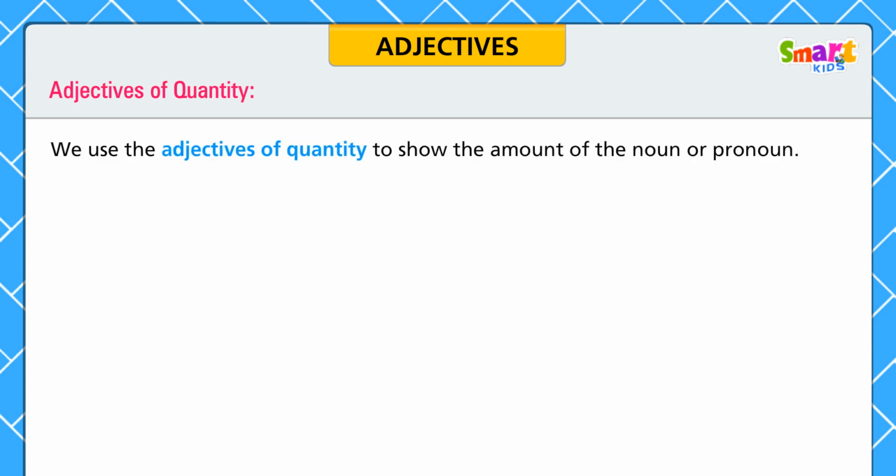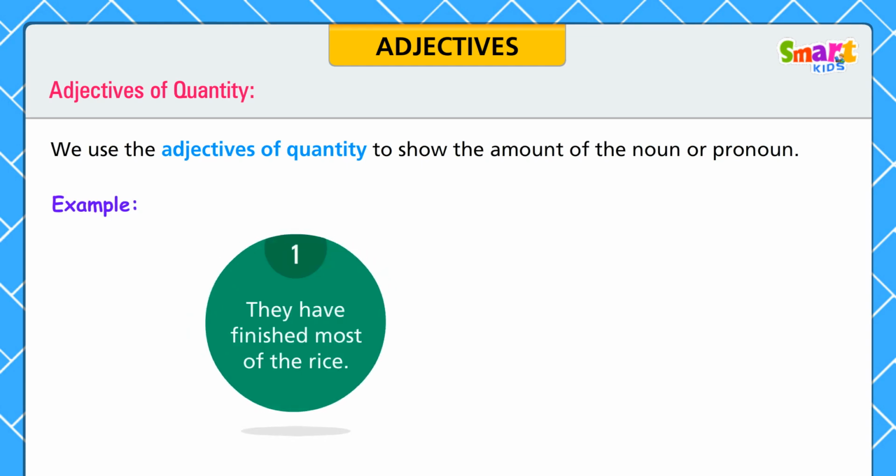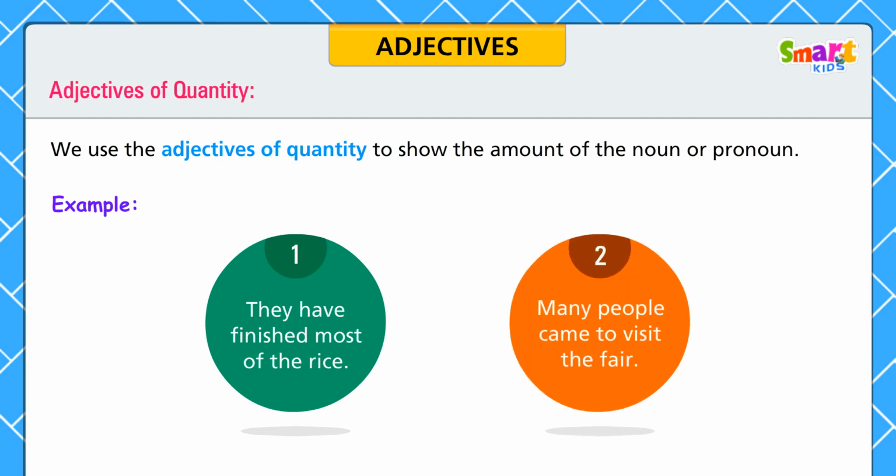We use the adjectives of quantity to show the amount of the noun or pronoun. For example, they have finished most of the rice. Many people came to visit the fair.